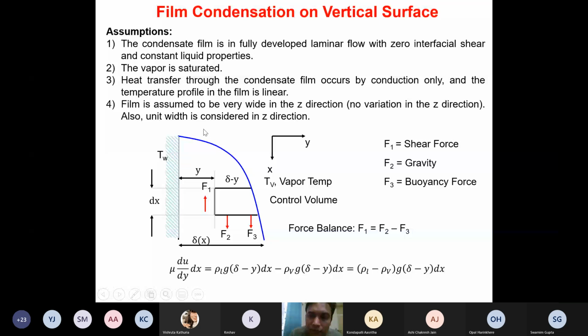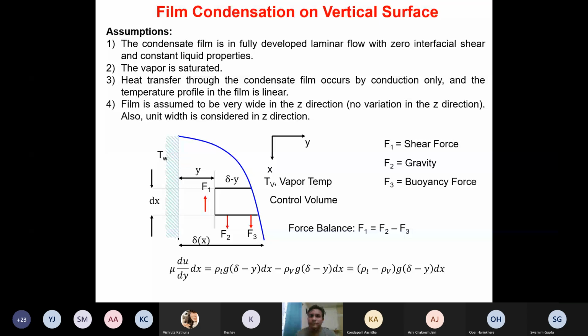So again, clearly in this case you can see that starting from this leading edge, as we move along the x direction, the thickness of this condensate film is going to increase, because more and more vapor is going to get condensed, and this will accumulate in these particular films, and therefore the thickness of this film will keep on increasing, isn't it? That is one thing, correct?